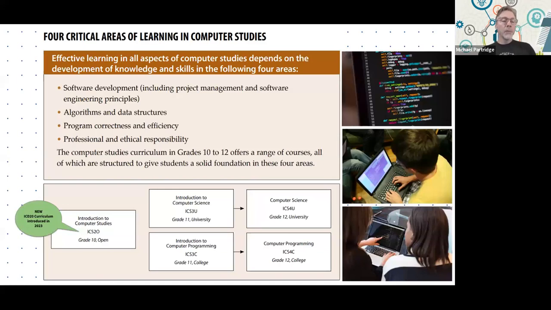So you'll probably see an ICD 20. That's the new course code for computer sciences. And then it goes to an ICS 3U and an ICS 4U. Again, you can't take the grade 12 course unless you take the grade 11 course. So start thinking about what you want to do in those years of high school.